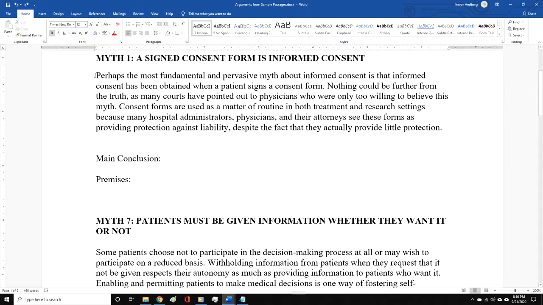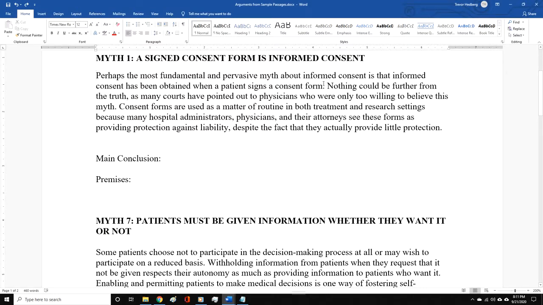First, they just state what the myth is, what people commonly believe. Now, it's important to recognize this is the presentation of an opposing viewpoint. So this is not going to be something that the authors ultimately support, but it is important to know what this is, because this is essentially what they're arguing against.